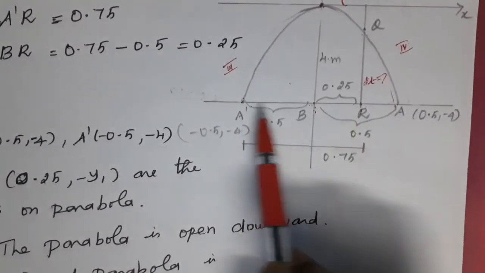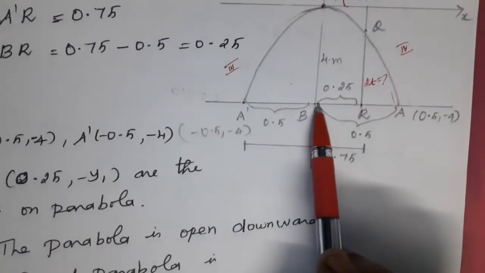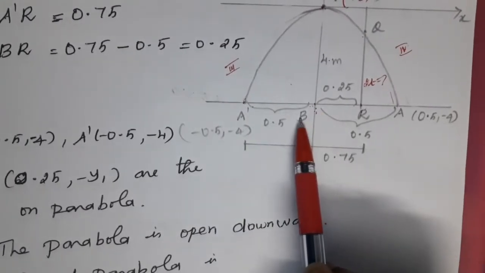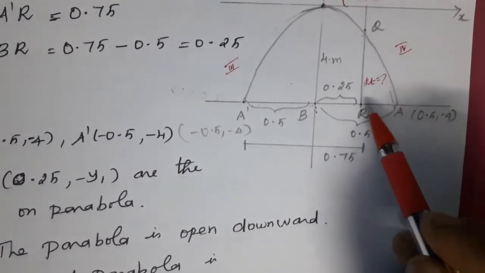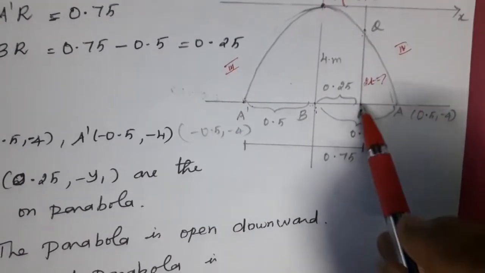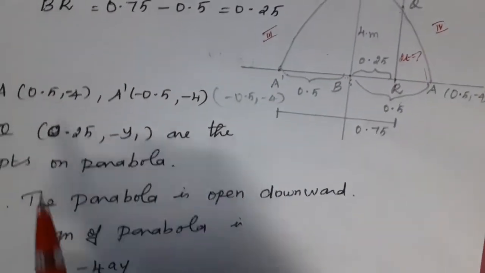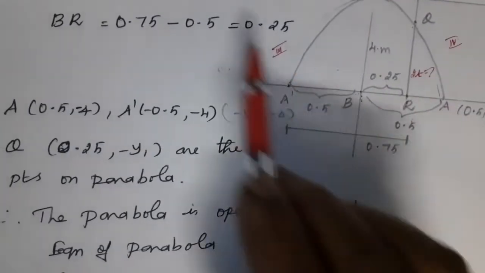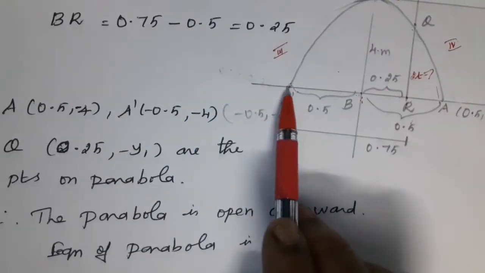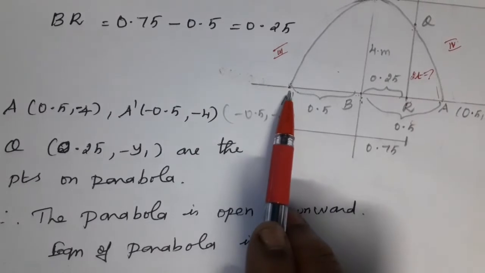See here, what are the measurements? A dash, that midpoint is B. Here, Q. This point is Q; we are going to find the height of RQ. Now A dash B, see, A dash B is 0.5 meter. BA also 0.5 meter.